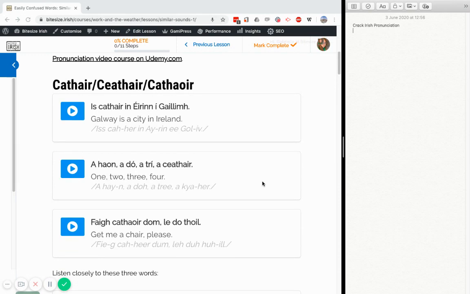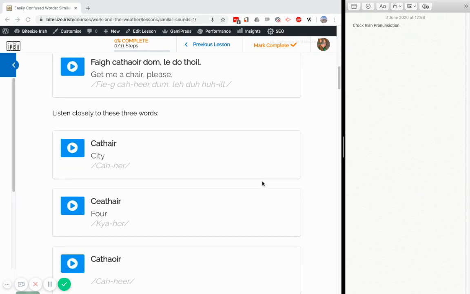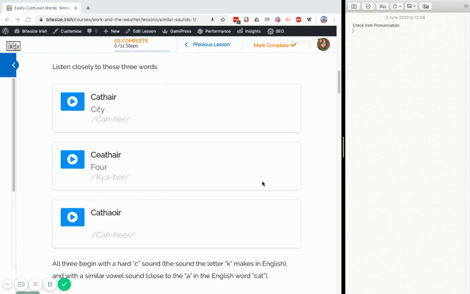The first group that we are going to look at is Cathair, Caithfidh, and Caoir. Let's look at the words down here first. We hear the slender R at the end, and they all have a slender I at the end, making the R slender. Cathair is a city. And then we have another word.